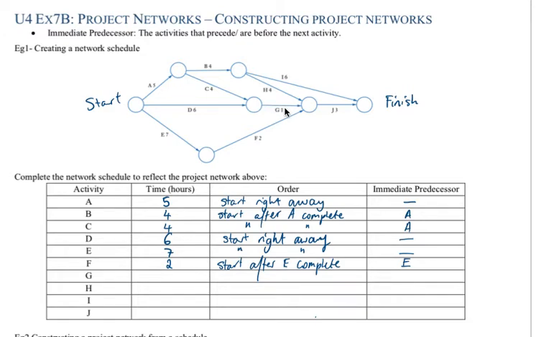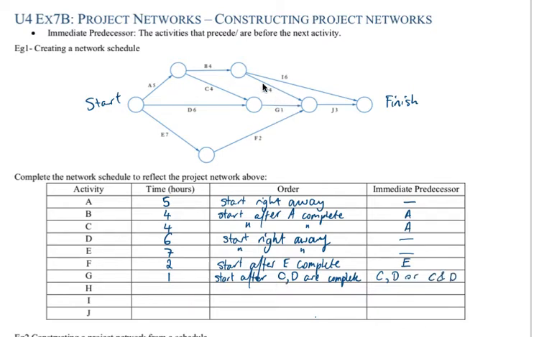G, just here, is a bit more complex. Firstly, it's 1 hour, but we have to start after C and D are complete. So in a schedule, how we describe that is, instead of saying start after C and D, we just say the immediate predecessor is C and D. So this could be C, D, or C and D.